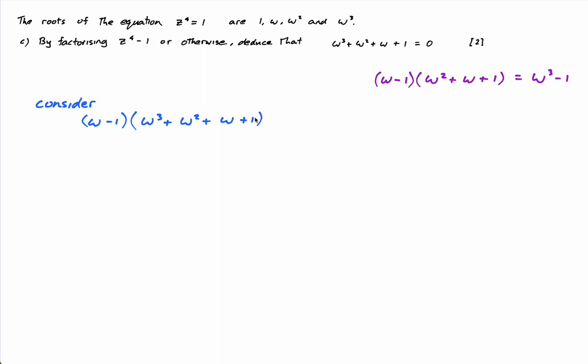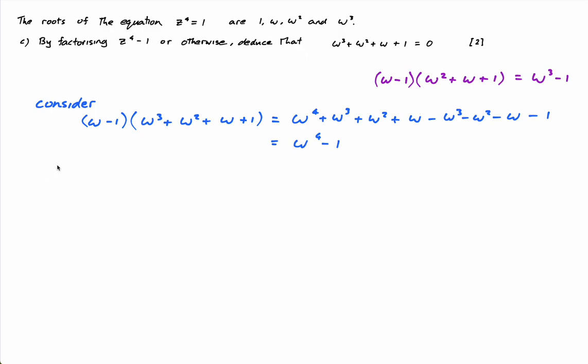Now, when we multiply omega minus 1 times this, we get a bit like how this times this gave us this. This is going to give me omega to the 4 plus omega cubed plus omega squared plus omega minus omega cubed minus omega squared minus omega minus 1, which is omega to the 4 minus 1.